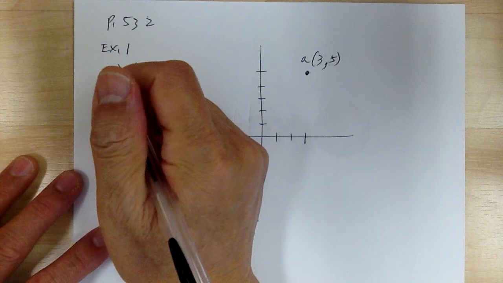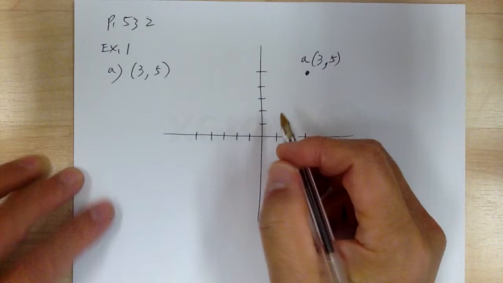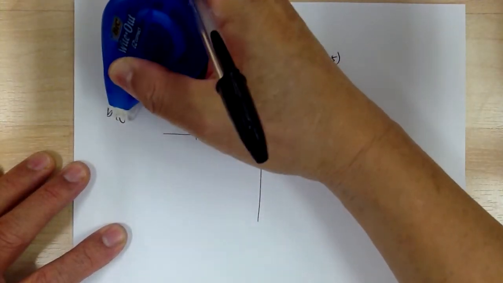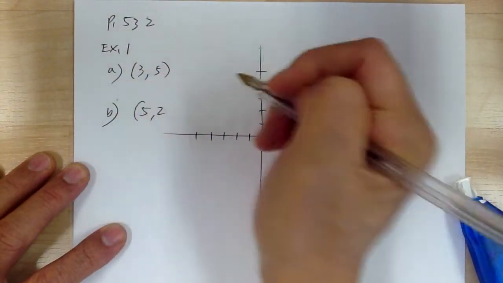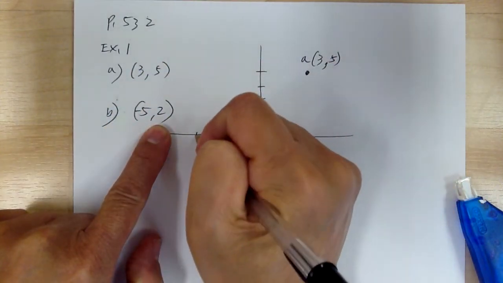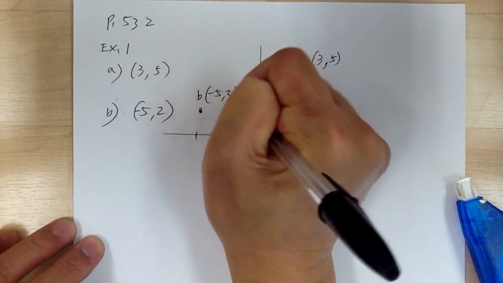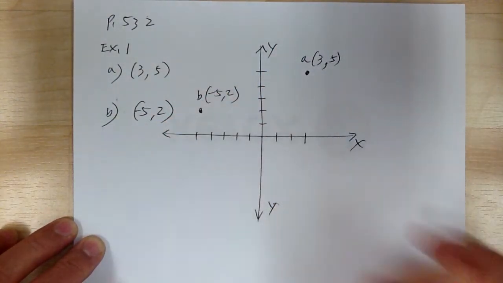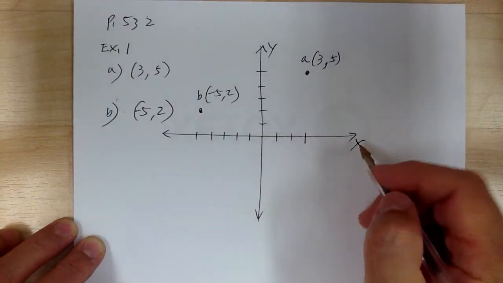Okay, then you're going to do B. It's (-5, 2). So B, (-5, 2). So -5 means you go this way, and +2 over here. So that's your point B at (-5, 2). So make sure you get your arrows down. You don't have to write y over here, just the arrow. Okay, so make sure you get your arrows.